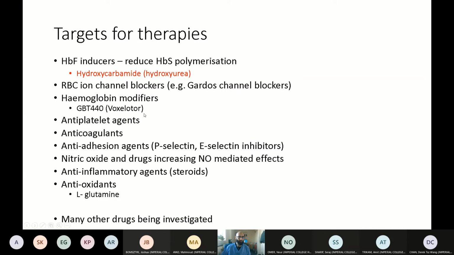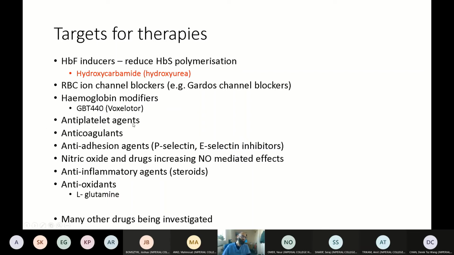We'll talk a little bit more about voxelotor, which is a treatment that is now FDA approved in the USA, but not currently approved by the regulators in the UK, but it has undergone phase 3 clinical trials and has shown very promising results, and is probably going to be one of the first pharmacological agents to be approved.